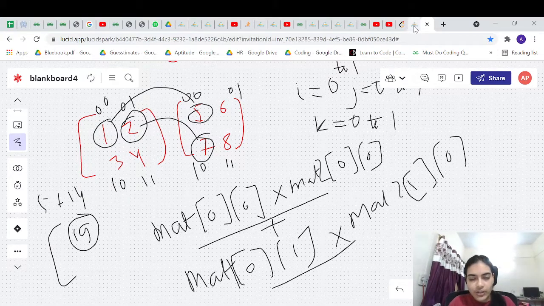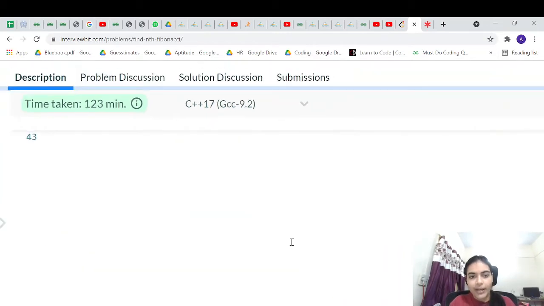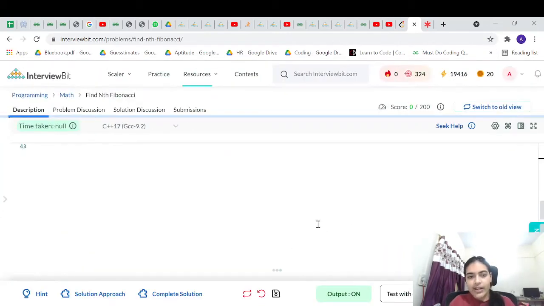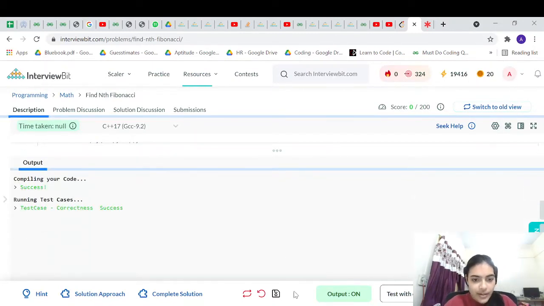Multiplying matrices is easy, so you can see the code for that. Just take 3 for loops, and the value ij in the new matrix will be the sum of ik into kj. You run 3 for loops and you can multiply the matrices. That is the entire code. Now let us submit and see if it's going to work or not. So it's working. That's it.